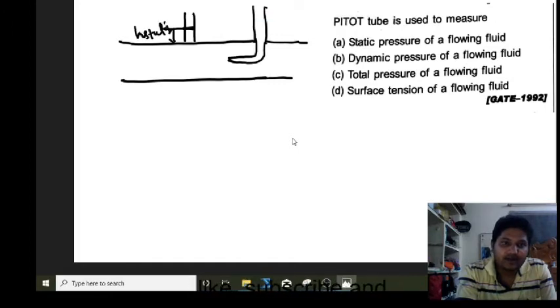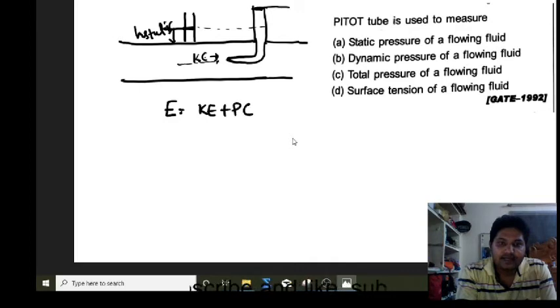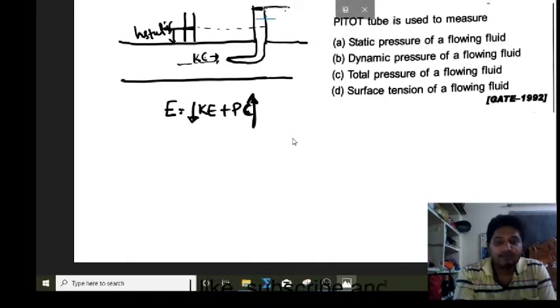Now suppose the fluid rises, because when the fluid particle is coming and striking this, what will happen? The kinetic energy is converted into pressure energy, and that is the maximum energy. Already I have told you the energy is a combination of kinetic energy plus pressure energy. If the kinetic energy suddenly decreases, to contain the same magnitude of energy, the pressure energy suddenly will increase, and it is very maximum. That maximum pressure energy is called stagnation pressure.